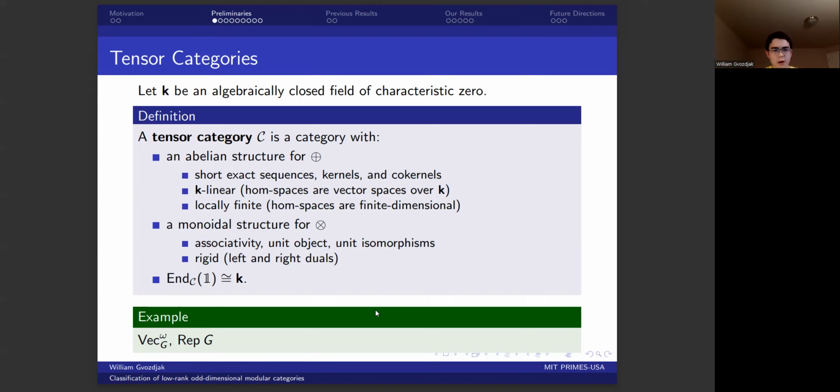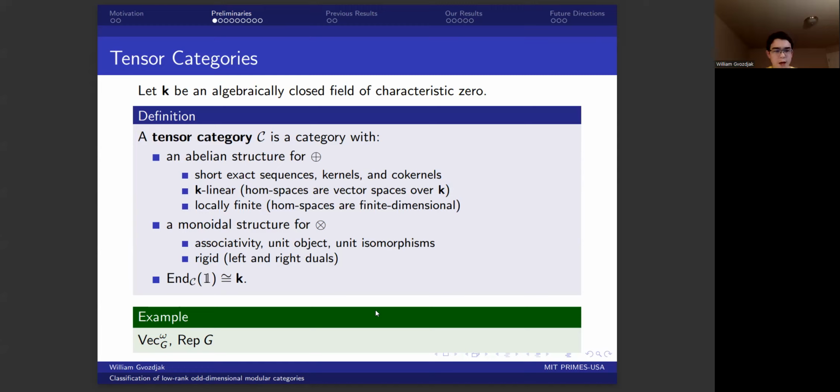We also say that C must be locally finite. So in addition to requiring that the Hom space between any two objects is a vector space over K, we also require that those Hom spaces are finite dimensional vector spaces. Then for a tensor category, we also require that it has a monoidal structure. So we already introduced direct sums of any two elements. Now we'll introduce tensor products of any two elements. And we'll do this by creating associativity that has to satisfy the pentagon axiom, as well as introducing the unit object 1 of the category and unit isomorphisms that go along with it.